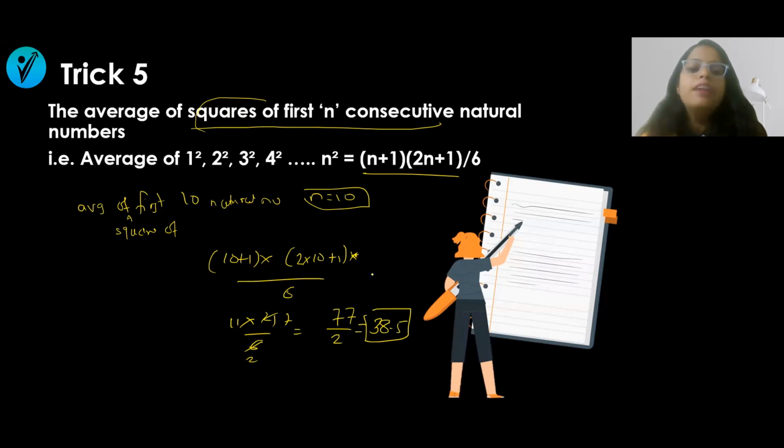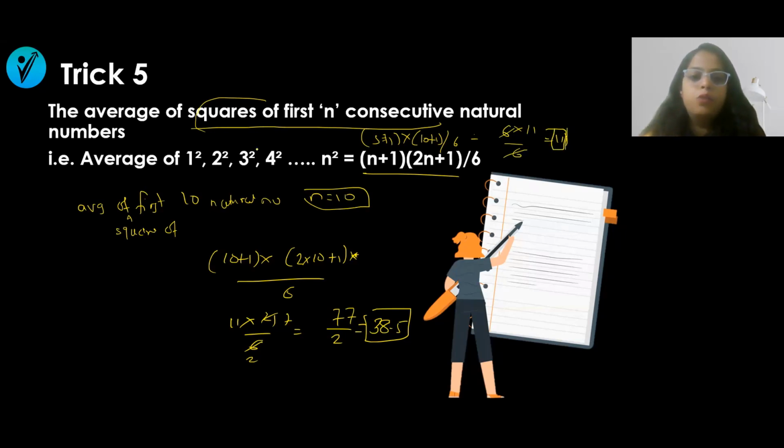So the average of the squares of the first 10 natural numbers will be equal to 38.5. Suppose I have to find it for the first 5 only. So what will it be? First 5 terms means (5 plus 1) into (5 2s are 10 plus 1), whole divided by 6. That means 5 plus 1 is 6, into 10 plus 1 is 11, whole divided by 6. 6 will get cancelled. Your answer will be 11.